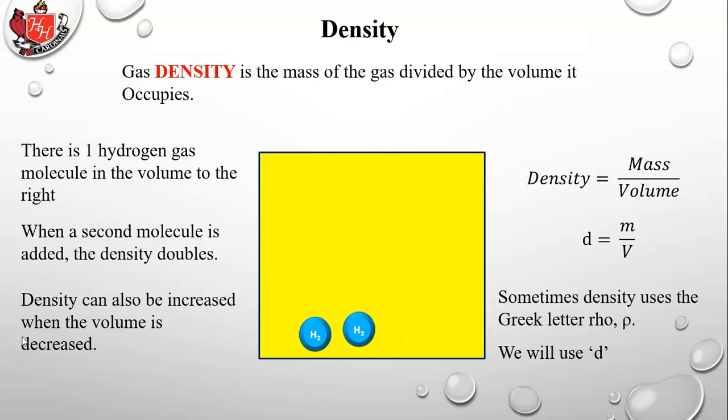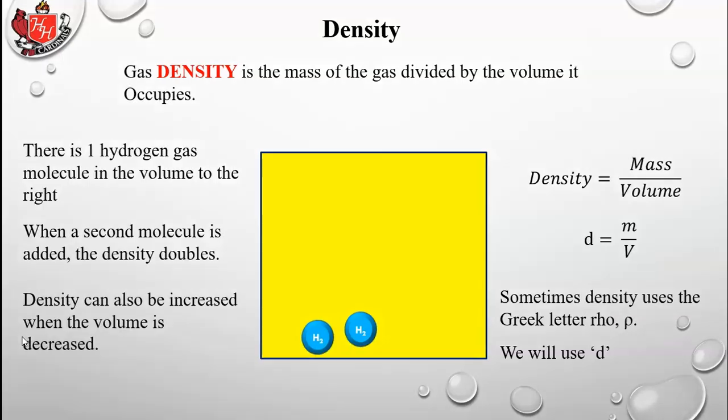So density can also be increased when the volume is decreased. So density is mass divided by volume, and it's m over v. Small d equals m over v. Sometimes density uses the Greek letter rho, which looks like kind of a scripted P. It's the Greek letter rho, but we're going to use D. It makes more sense.